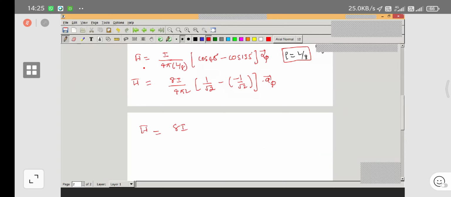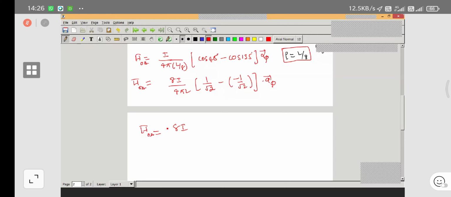What I am writing is the H OA only. I consider only H OA in the form of the magnetic field intensity. Just derive this: 8I by 4 pi L. Some people have joined the session. Then simplification gives 2 by root 2. I am writing fast, just the derivation, that's why I am writing fast.